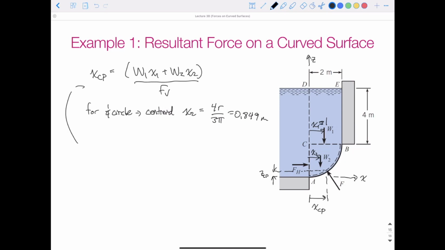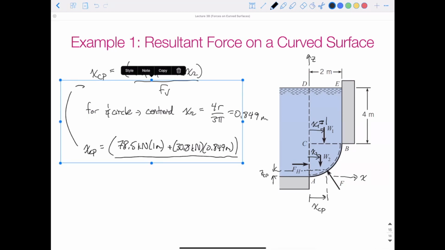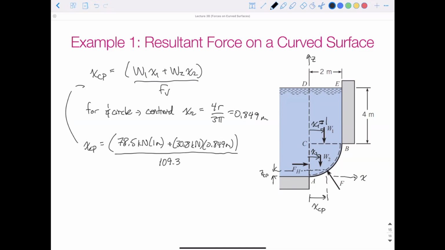So we know all those values. We could then say XCP is equal to weight 1, which we calculated above, 78.5 kilonewtons times 1 meter, plus 30.8 kilonewtons times 0.849 meters, all divided by 109.3 kilonewtons, and we should get the X center of pressure location is equal to 0.957 meters.